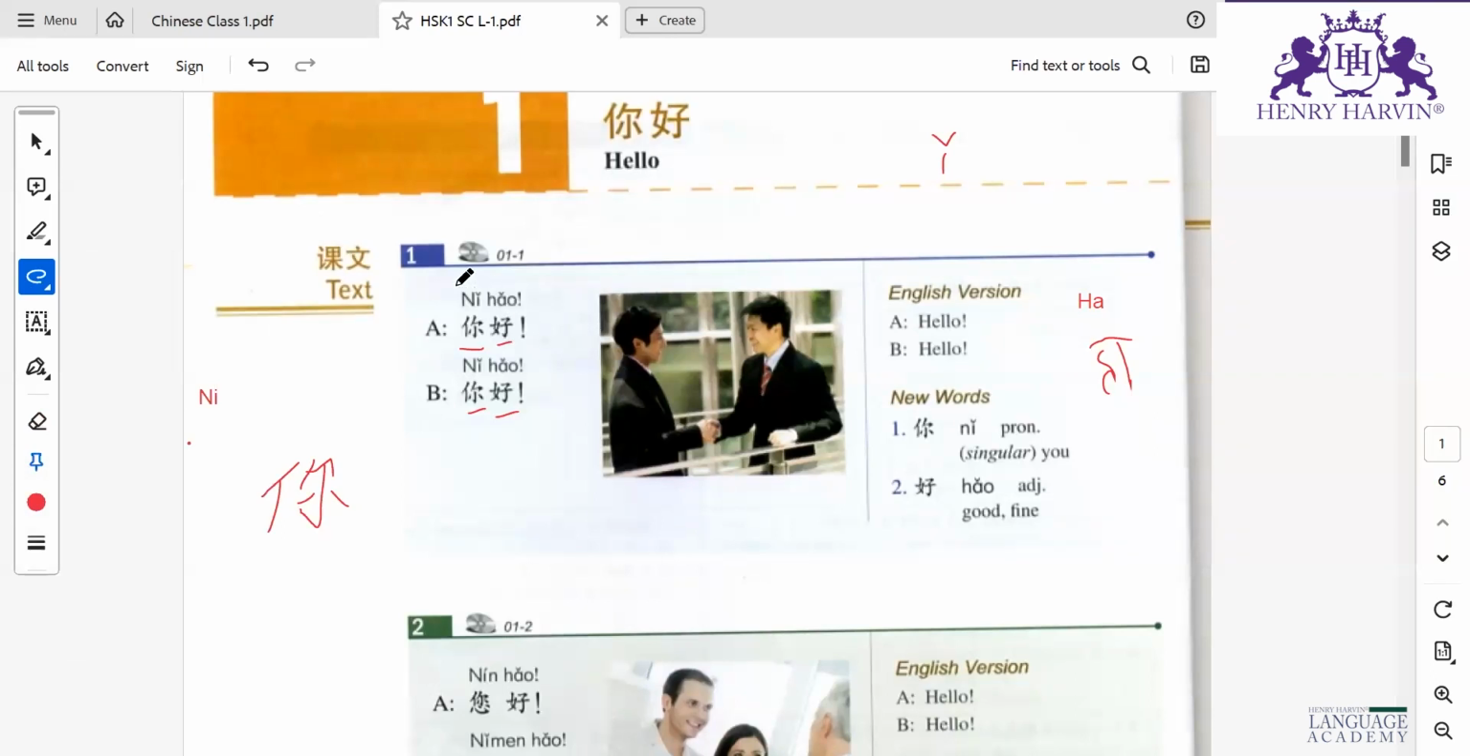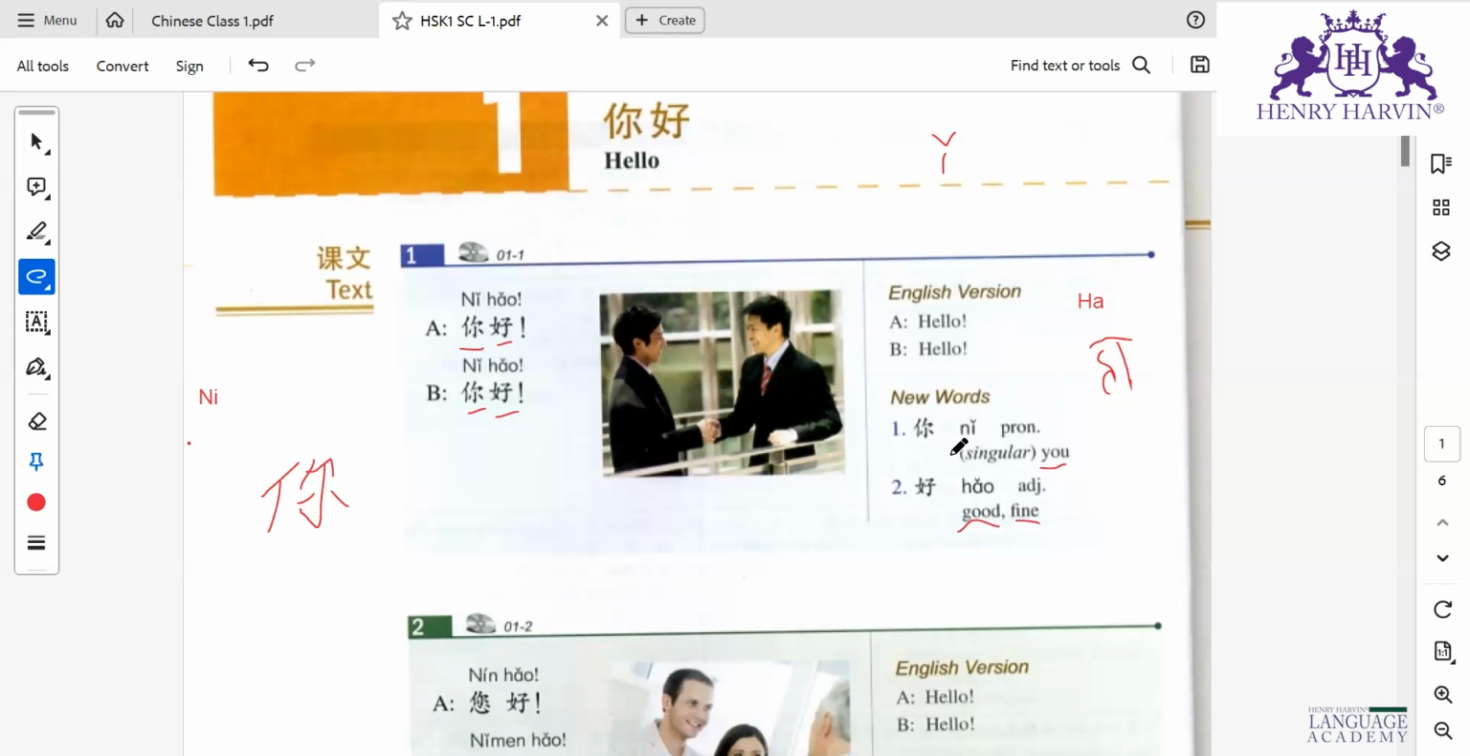This has two characters, right? Ni and hao. If both characters are together, the meaning is hello. But here they have told us the meaning of each character. If there is only ni, it means you. Ni means you, and this hao means good, fine, or okay.